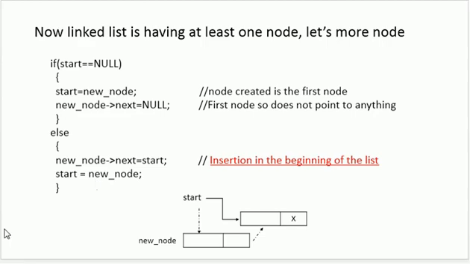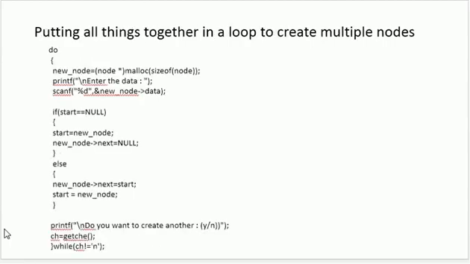So if I want to create multiple nodes, what I'll have to do is put all these things together in a loop so that I can create multiple nodes. So this is how one loop has been designed, a loop has been written, where you are creating the multiple nodes. Actually these are the instructions that were getting executed in that demo program. So I'm writing it in a do while loop.